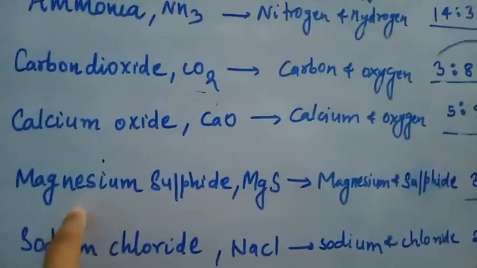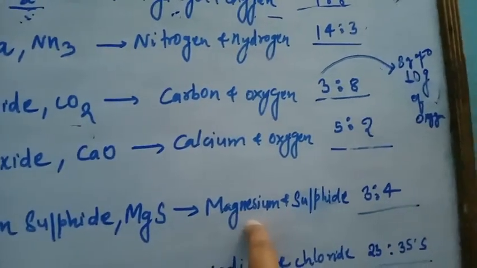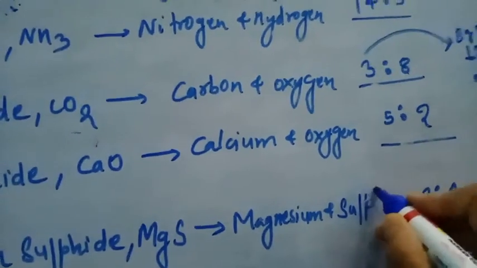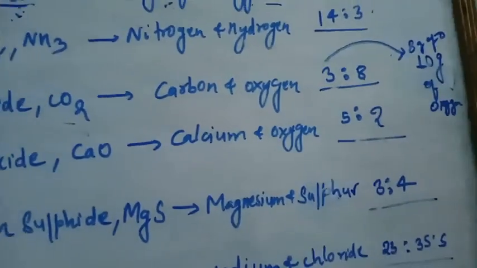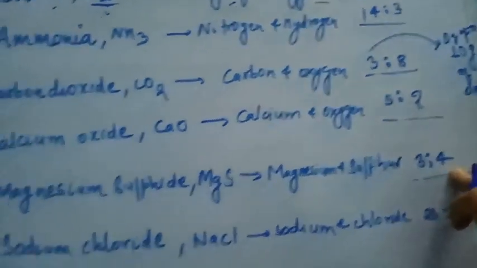Now magnesium sulfide. Here you can see the combining elements are magnesium and sulfur, and they combine in the ratio 3:4 by mass.